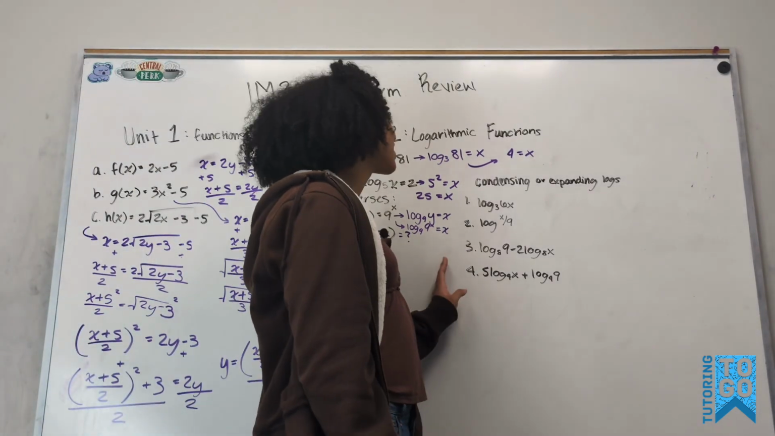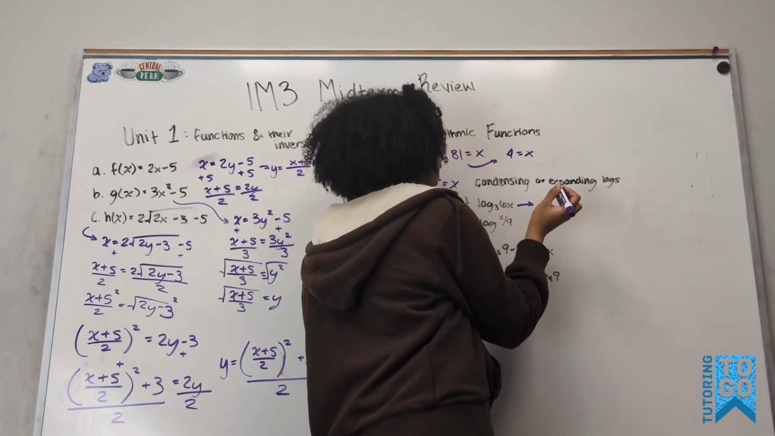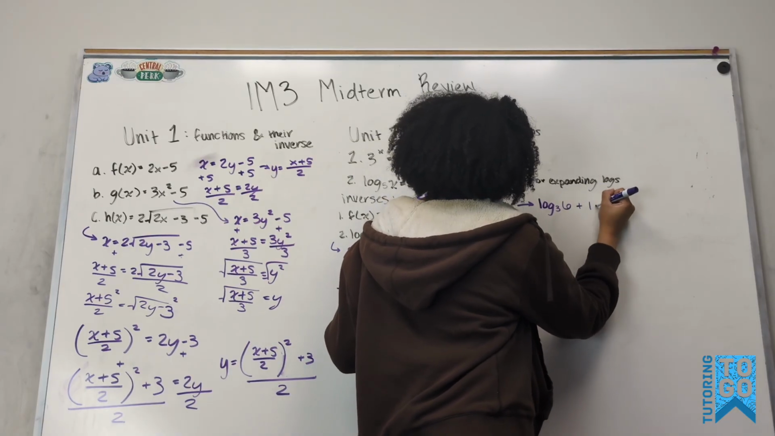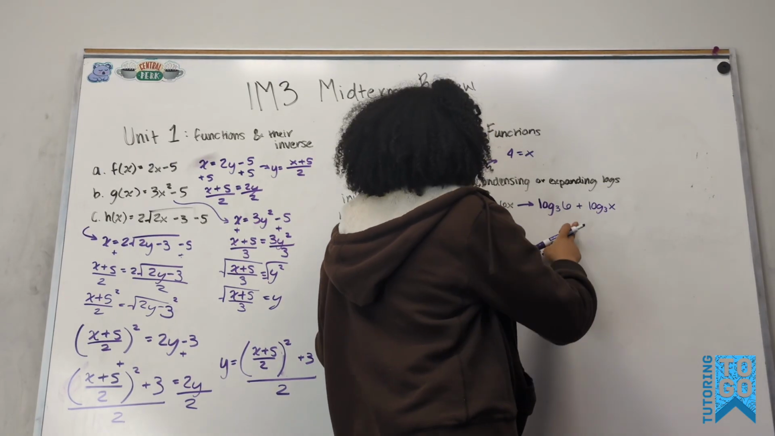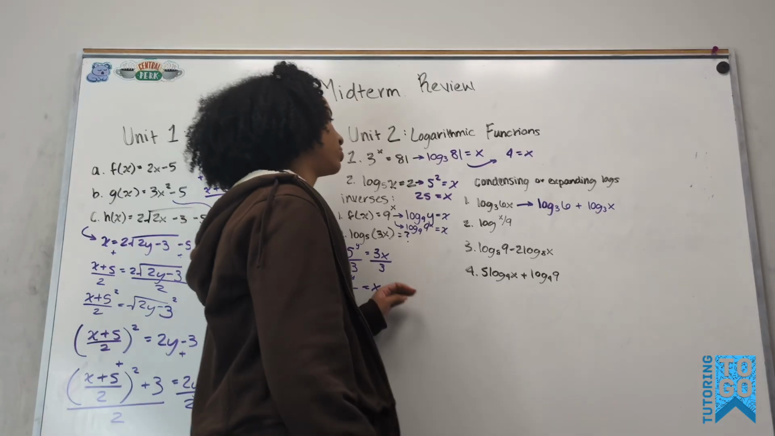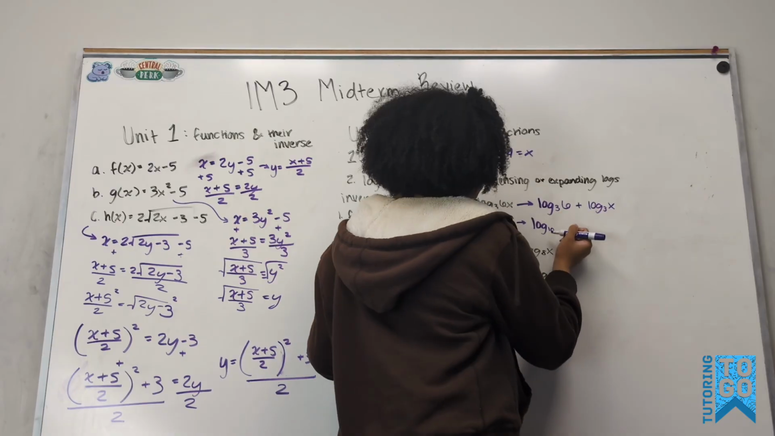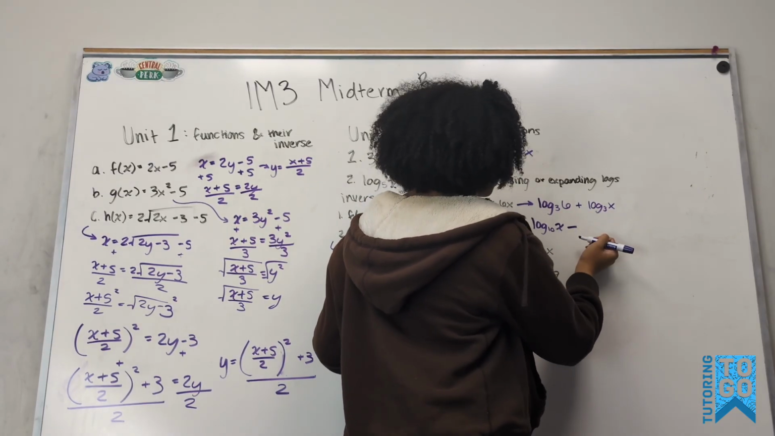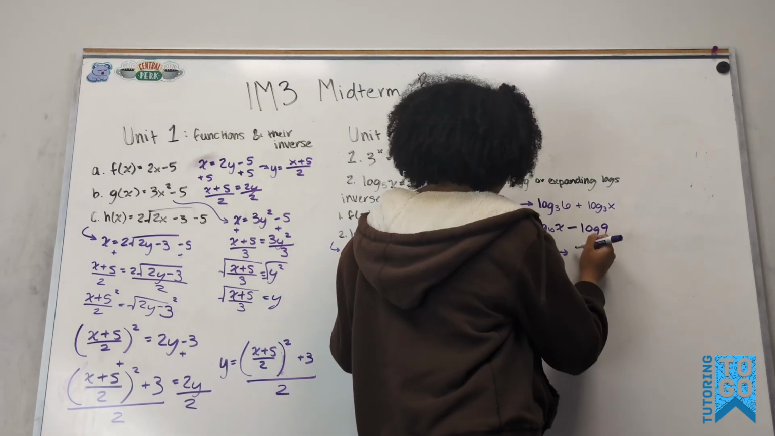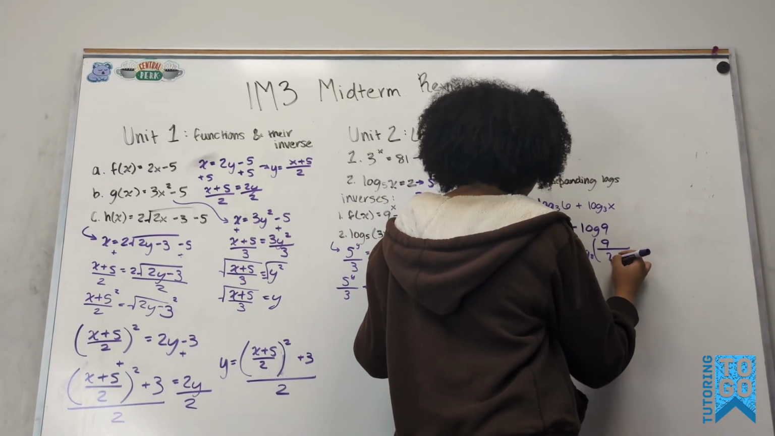Next is condensing or expanding logarithmic functions. So with the first one, we're going to be expanding. So we have log of 3 equals 6 plus log of 3 equals x. Because adding is the same as multiplying logarithmic functions, and subtracting is the same as dividing. So we're going to add these two. This one, log base 10, or just log, is equal to x minus or divided by log of 9. The next one, we're going to condense the equation. So it's going to be log of 8 is equal to 9 divided by x squared.